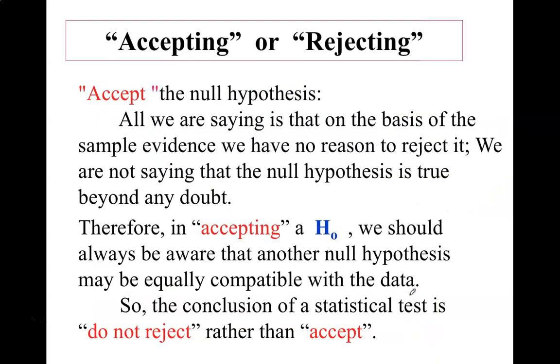All right, we're moving to the end of this particular chapter, before we move to an additional part of this chapter itself. So what is meant by accepting or rejecting? Accept the null hypothesis, we're saying that on the basis of the sample evidence, we have no reason to reject. We're not saying that the null hypothesis is true beyond doubt. So normally we don't use the word accepting the null. We only use the words rejecting or do not reject the null. Do not use the word accept by any chance.